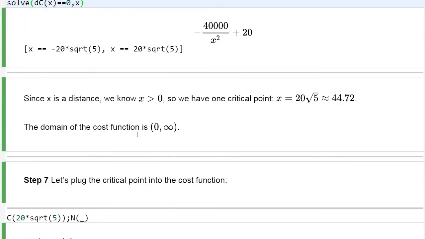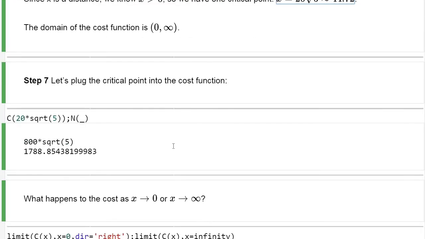So I have 3 points to worry about. I have my one place where the derivative is 0, the 44.72, and then I have a 0, and then I have infinity. So I put the critical point into the cost function, and I got this answer, so roughly $1,800. What happens at 0 or infinity? Now 0 or infinity are not in the domain. Those are just the endpoints of the domain. I can't plug those into the cost function.